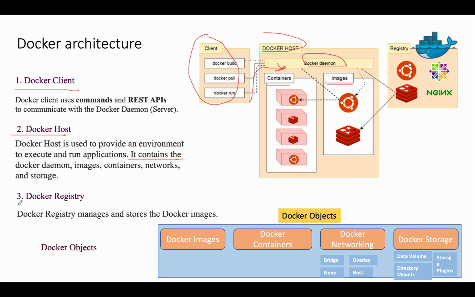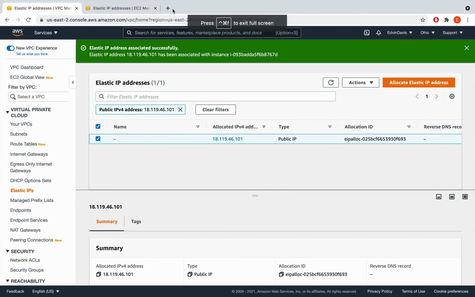The third component is the Docker registry. We place many Docker images in the registry. There are some types of Docker registry, such as public or private. The Docker registry manages and stores the Docker images.